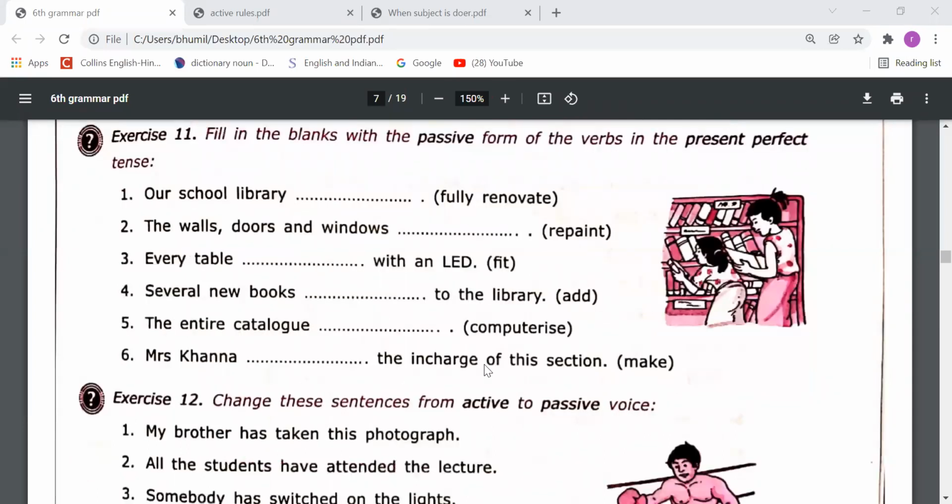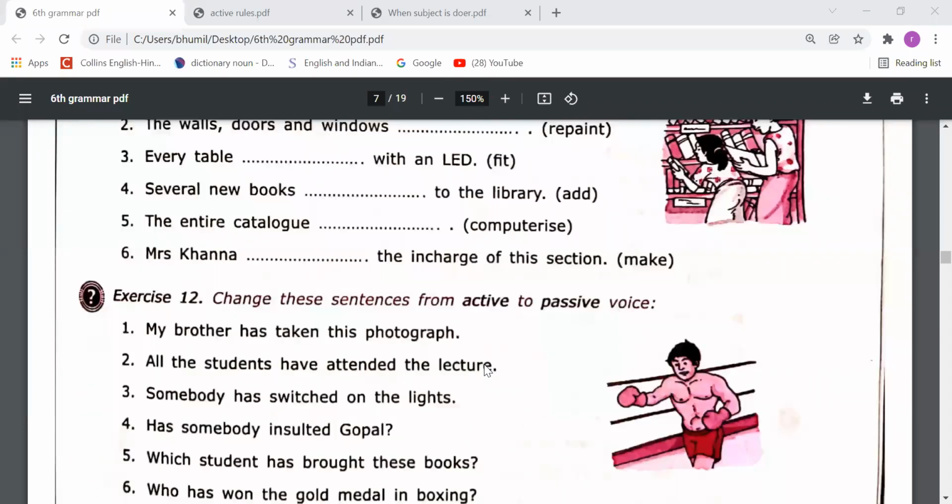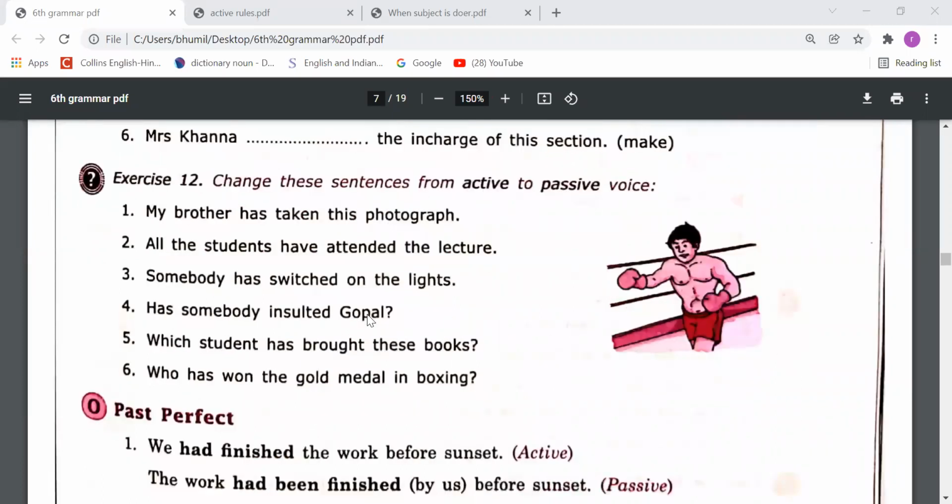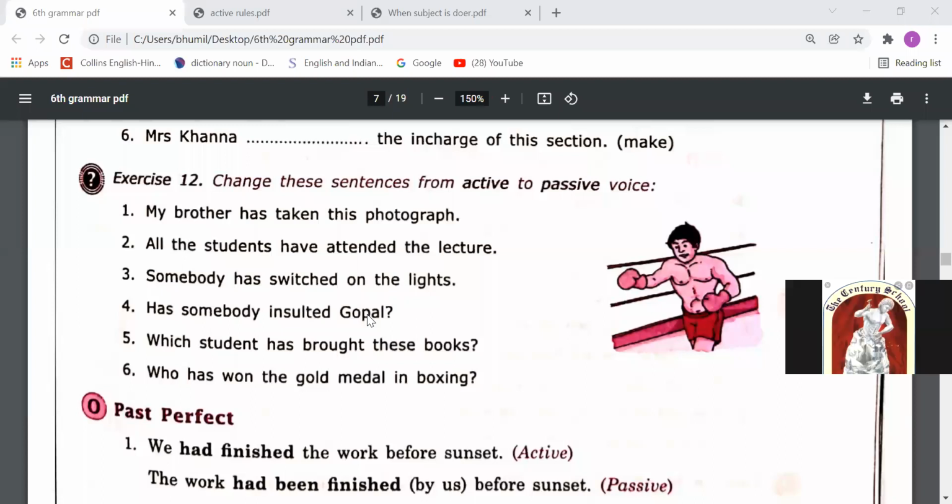Right. So on the basis of this understanding, dear students, you should do this exercise also. Now let's come to the next exercise, exercise number 12. Change these sentences from active to passive voice. This you should do by yourself, but the first one or two we will do. The first sentence is: My brother has taken this photograph.